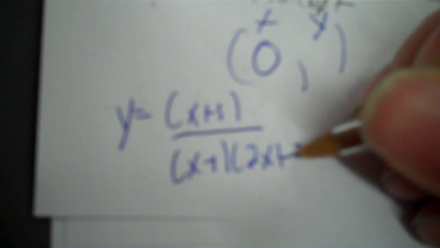And we are putting x equal to 0. That means every x I see is replaced with 0. Okay? 0, 2 times 0. Now, y equals, now we got to get rid of 0 plus 3 is 3. On the bottom, 0 plus 1 is 1 times, and then 2 times 0 is 0, but plus 3 is 3. So 1 times 3 is 3, and then y ends up equal to 1. So I do have a y-intercept at 1.